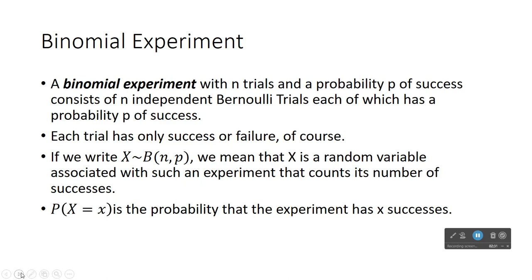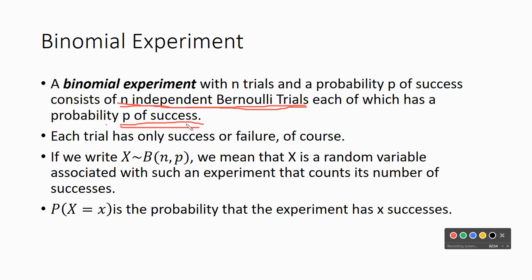Now, a binomial experiment with n trials and a probability p of success consists of n independent Bernoulli trials, or n independent Bernoulli experiments, each of which has the same probability p of success.